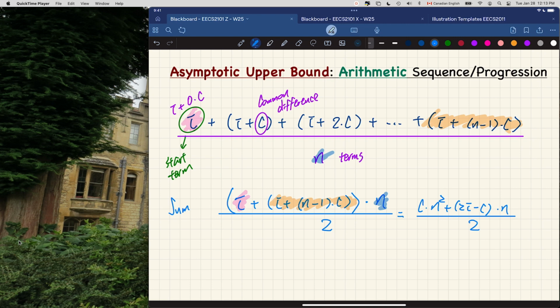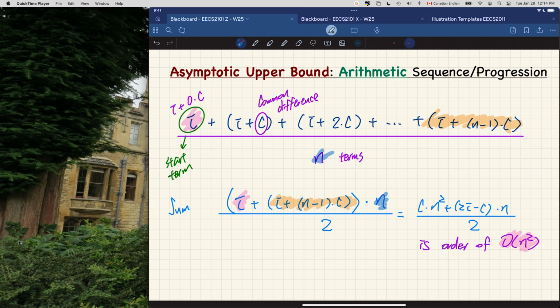N squared. Okay, thank you. I'm pretty sure that's what you wanted to say, because we can identify the highest power, drop the multiplicative constant, drop the lower term. We've got n squared. And this is big O of n squared. So two things you should know. Number 1, you should know the formula: beginning term plus the end term, and then times the number of terms divided by 2. And it will normally just be n squared.